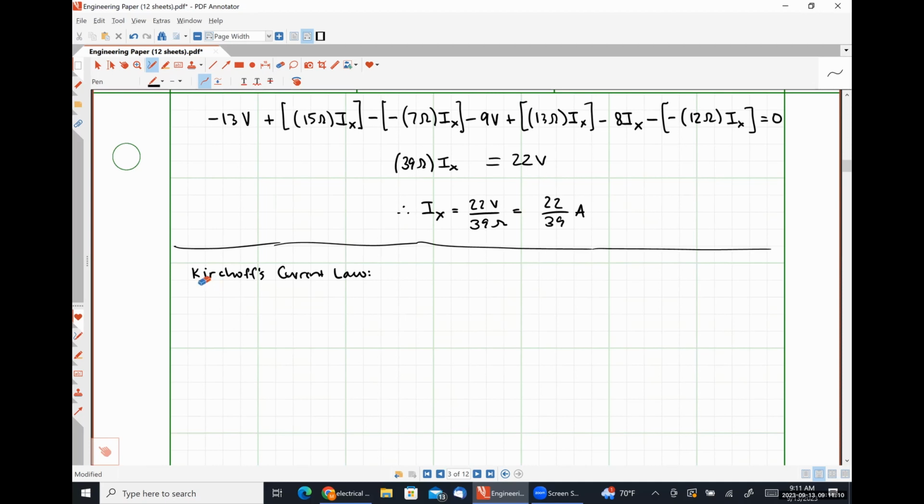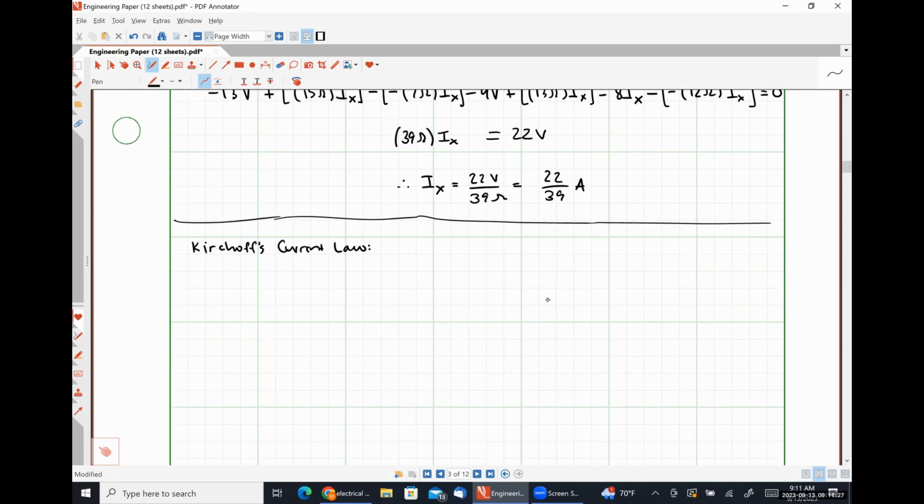All right, so there are realistically 3 different ways to express Kirchhoff's current law. They all pretty much mean the exact same thing, okay? So what I'm going to do is draw a little portion of a system here, okay?